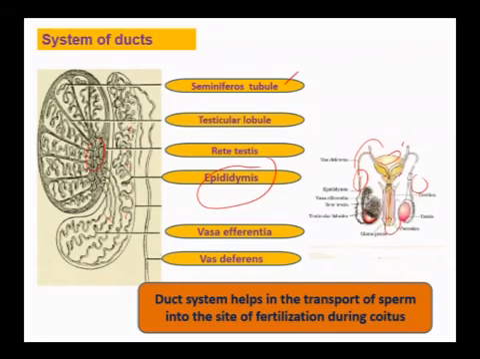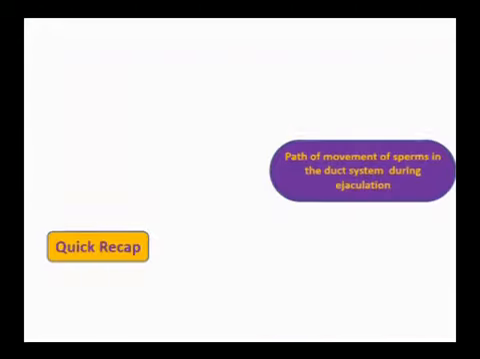What is the significance of this duct system? As I told you, the system of ducts is a part of the male reproductive system. It is said to be a secondary sex organ, so it helps in the transport of sperms or gametes into the site of fertilization, during coitus or sexual intercourse.